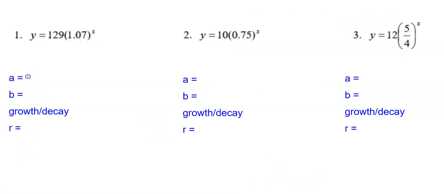In this case, we have our a, our initial value, is going to be 129. Our growth factor is 1.07. And since it is greater than 1, I know that this is a growth, which means I will be adding when I put my r in. So in this case, I would add 0.07 to 1 to get a growth factor of 1.07, which translates to a 7% growth.